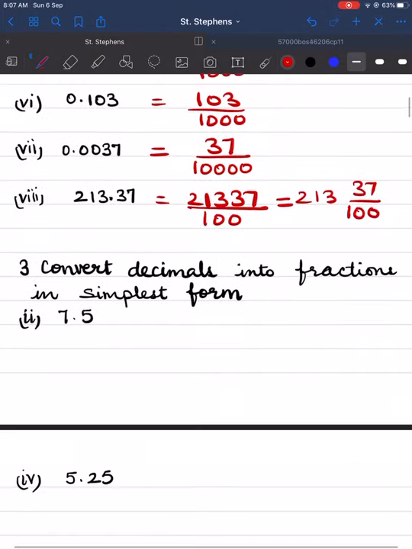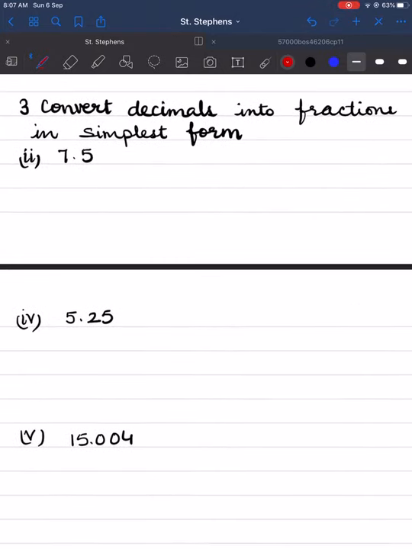Question 3. Now here again we have to convert decimals into fractions, but now in simplest form. That is, there should be no common factor between numerator and the denominator. Second part 7.5. Now here numerator is 75. Now we have one decimal place, so we write 10 in the denominator. So we get 75 on 10.